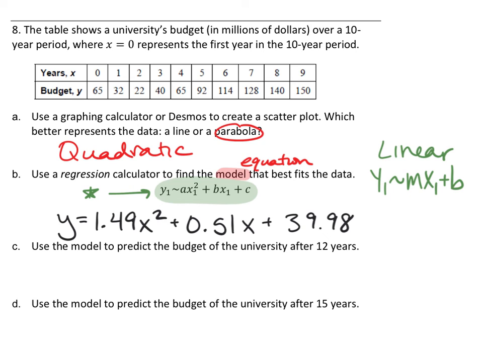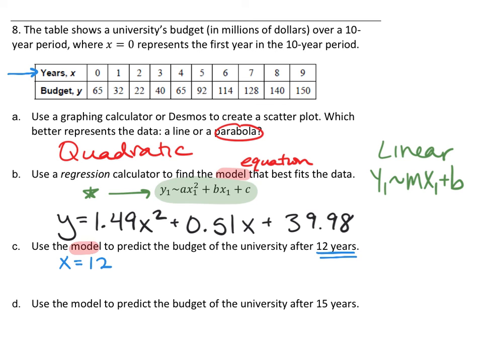We're going to use the model, which, remember, model meant equation, to predict the budget of the university after 12 years. If they tell me 12 years, did they tell me an x value or a y value? If they tell me 12 years, did they give me an x value or a y value? Wait, years is y? Look at the table. There you go. It's an x value.